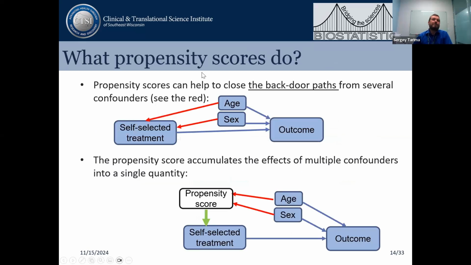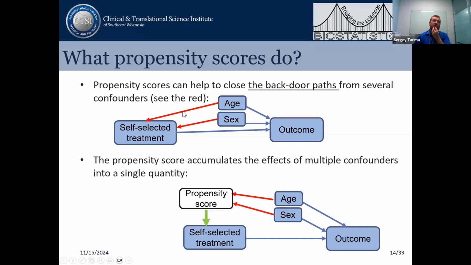Now we consider a little bit more complicated scenario when we have two confounding variables, age and sex. So what do propensity scores do? Propensity scores allow you to break this type of path, paths which go from treatment to the outcome. They close so-called backdoor paths from treatment to the outcome through several confounders.